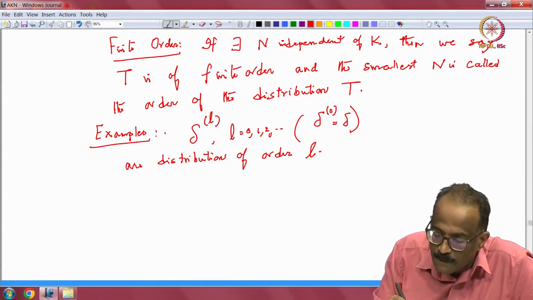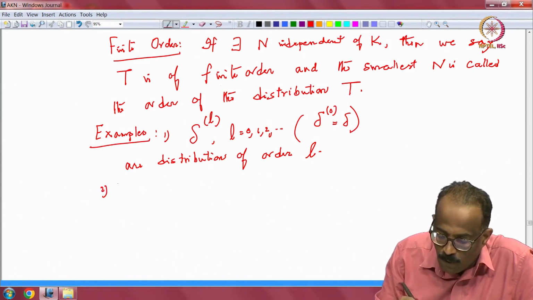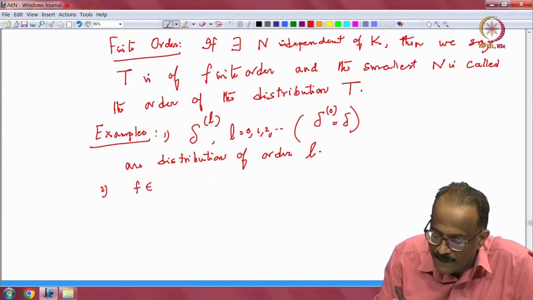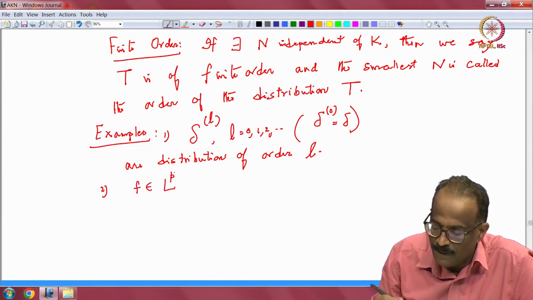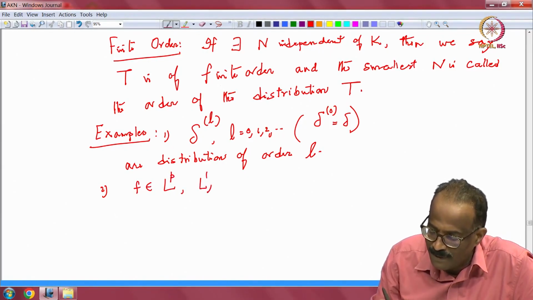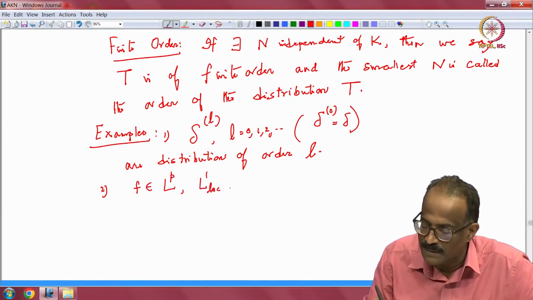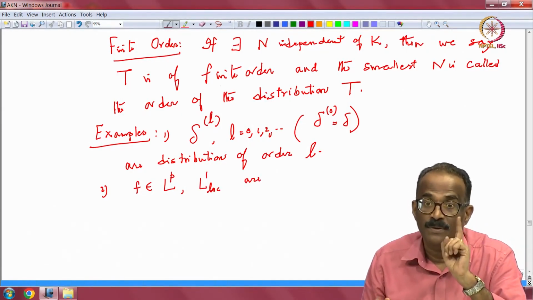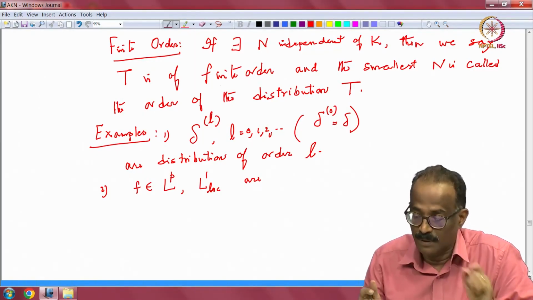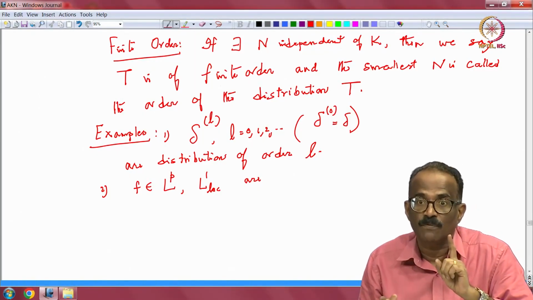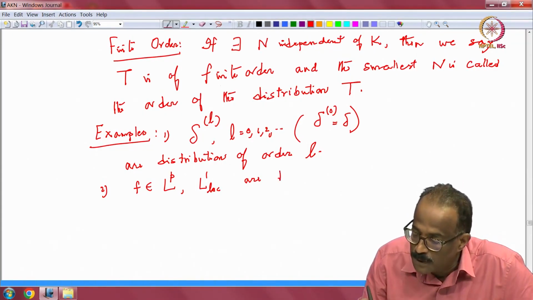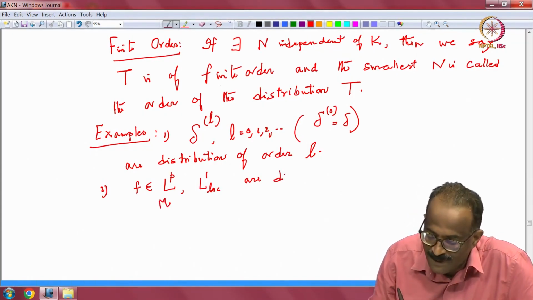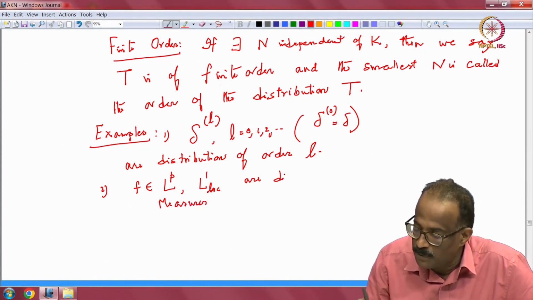Not only that, all f in L^p, or L^1 loc or L^p loc, whatever it is, are distributions of order 0. So, delta is a distribution of order 0; you do not even need the first derivative. Delta prime is a distribution of order 1. And even measures, all these examples, are distributions of order 0.